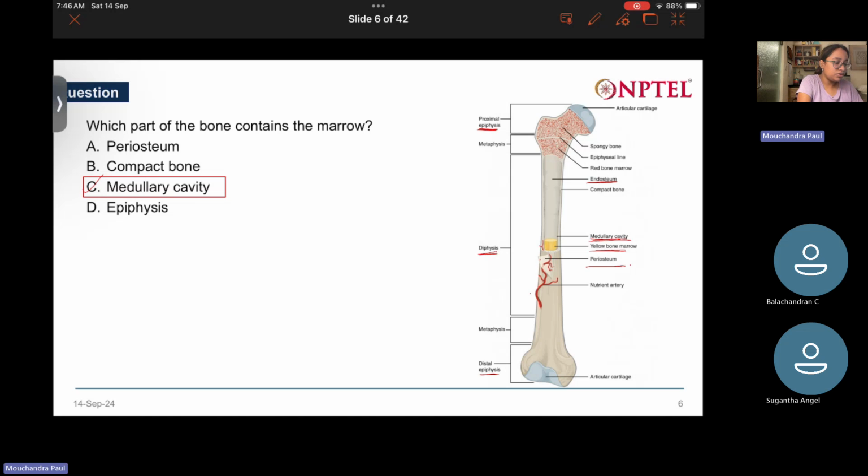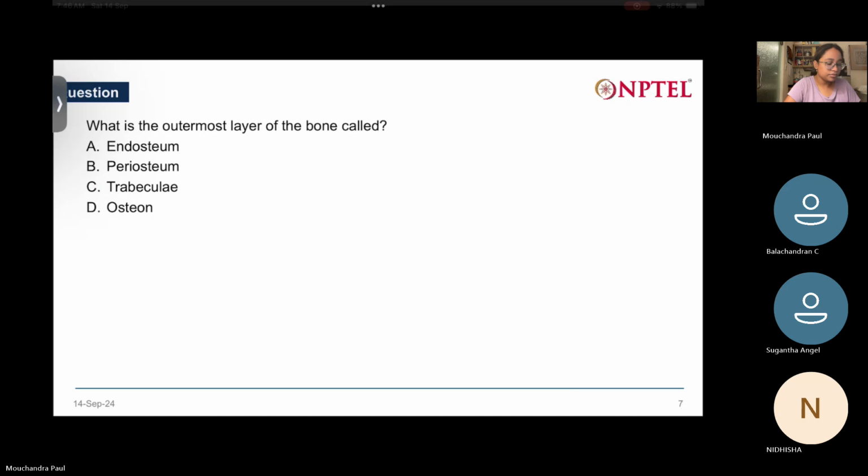Moving forward to the next question: what is the outermost layer of the bone called? Endosteum, periosteum, trabecular, osteon.